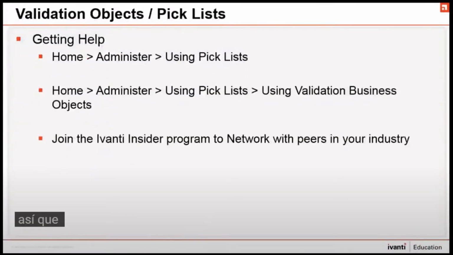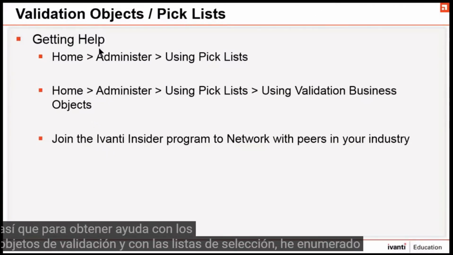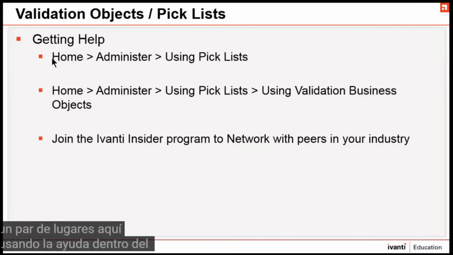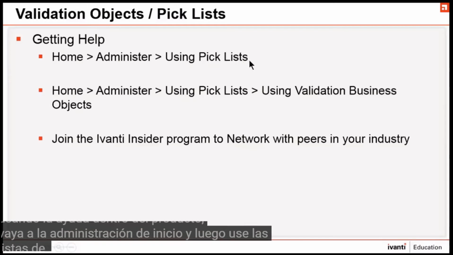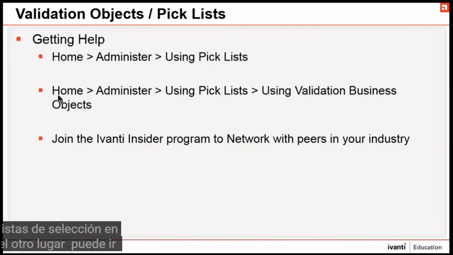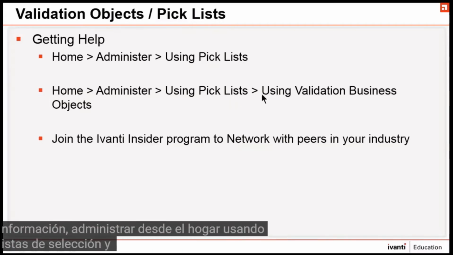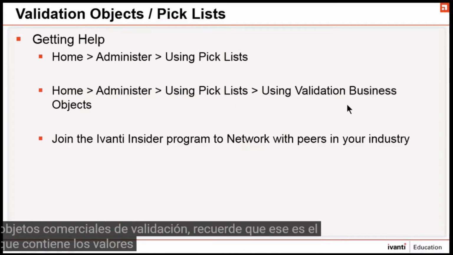Okay, so to get some help with validation objects and with pick lists, I've listed a couple of places here. Using the help within the product, go to Home, Administer, and then Using Pick Lists. The other place you can go to look for information is Home, Administer, Using Pick Lists, and then Using Validation Business Objects. Remember, that's the one that holds the values.